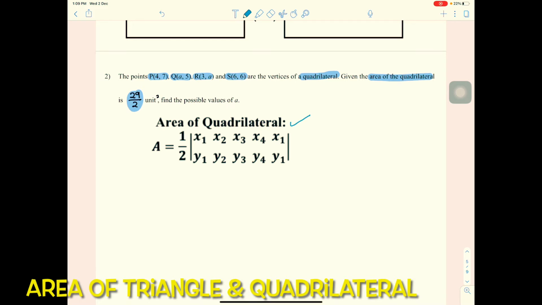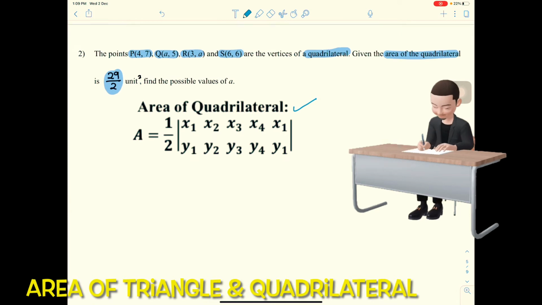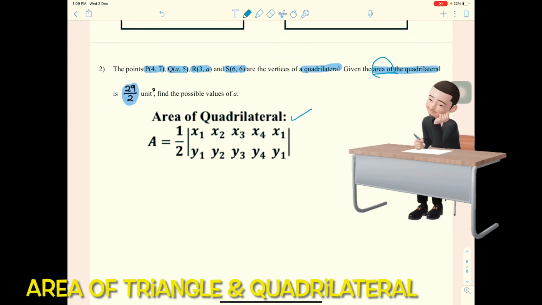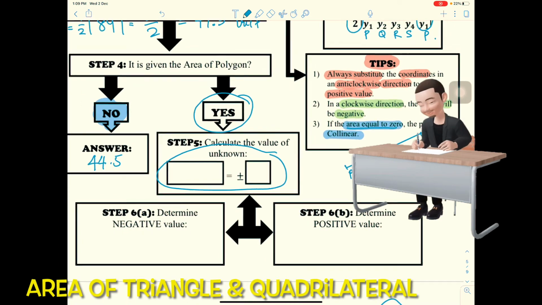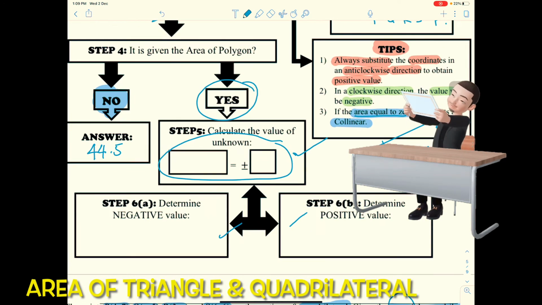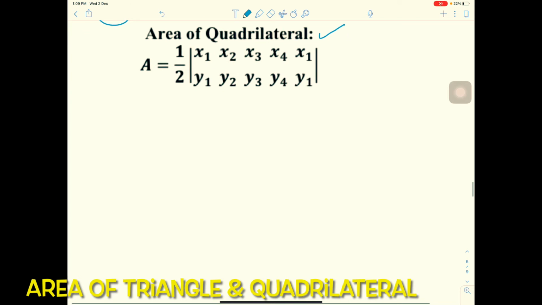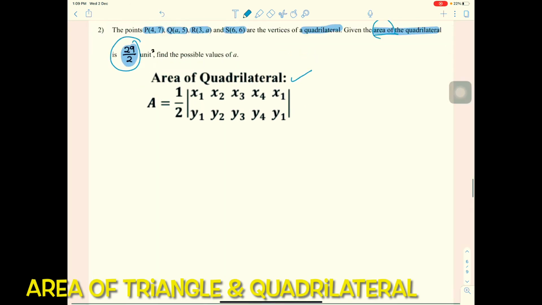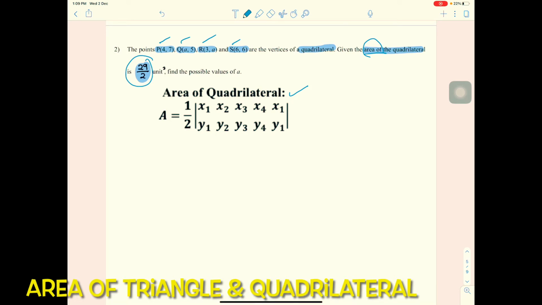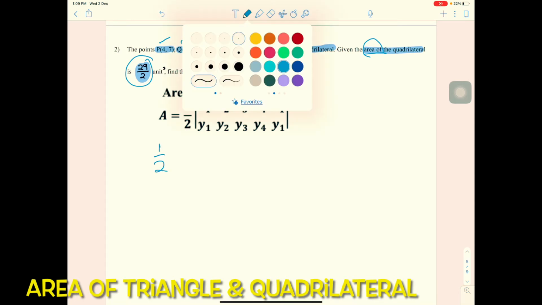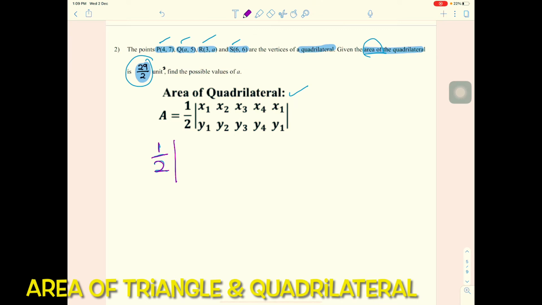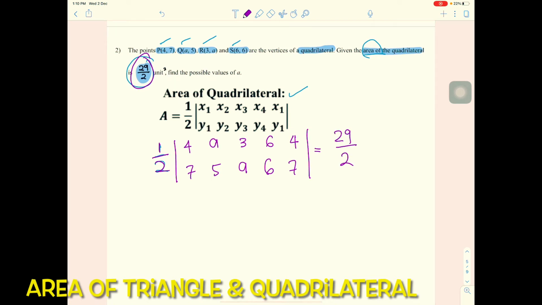So I have already given you the formula for the quadrilateral, and the area of the quadrilateral is given. From the flow chart, that means we have to use step 5, 6A and 6B. Okay, let's continue with the discussion. As usual, substitute the values from P, Q, R and S. Therefore 1 over 2 modulus, starting from 4, 7, then A, 5, 3A, 6, 6, and return back to 7. Modulus equals the area given, 29 over 2 unit squared.